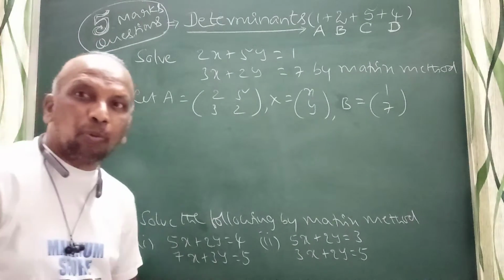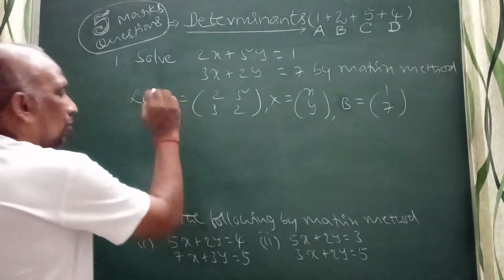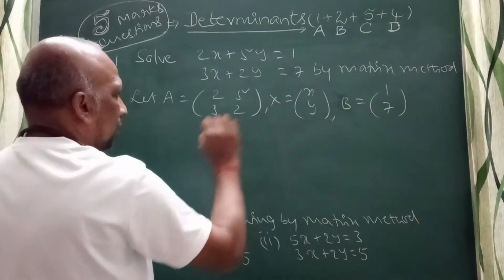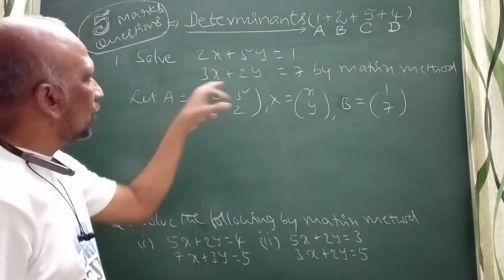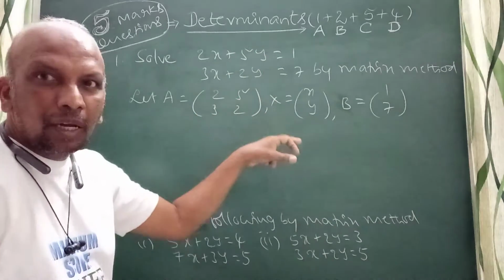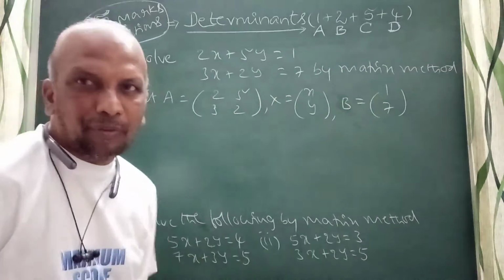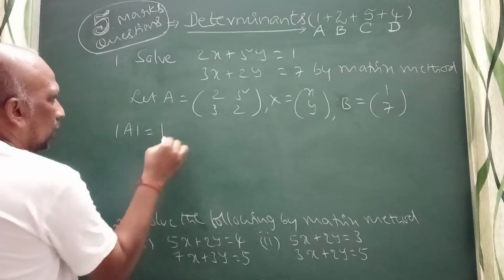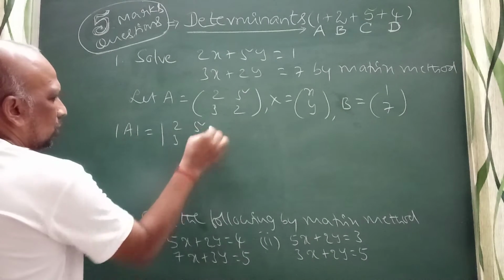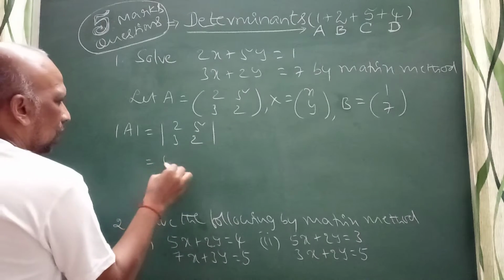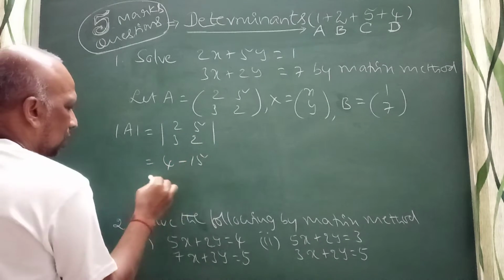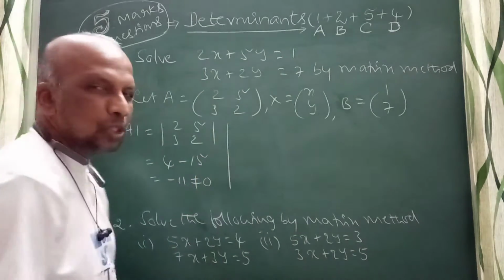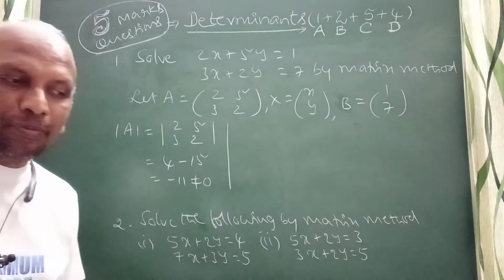So before solving the problem, what will I do now? Here I will find the determinant of A. A is equal to 2, 5, 3, 2, X is equal to xy, the unknowns, and B is equal to 1, 7. If I find the determinant of 2, 5, 3, 2, it will come 4 minus 15, which is minus 11. So it is not equal to 0, right? So definitely A inverse you can find here.